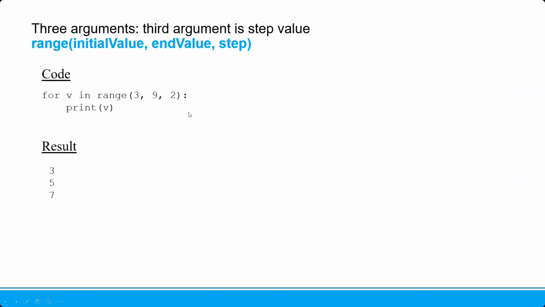We can have 3 arguments. What does it mean by 3 arguments? Then we have 3 values separated by commas. For example, 3 and 9. So 3 indicates the initial value, 9 indicates the end value, and the last one indicates the step. What does it mean by step? We will not execute for every single number. It depends on the step.